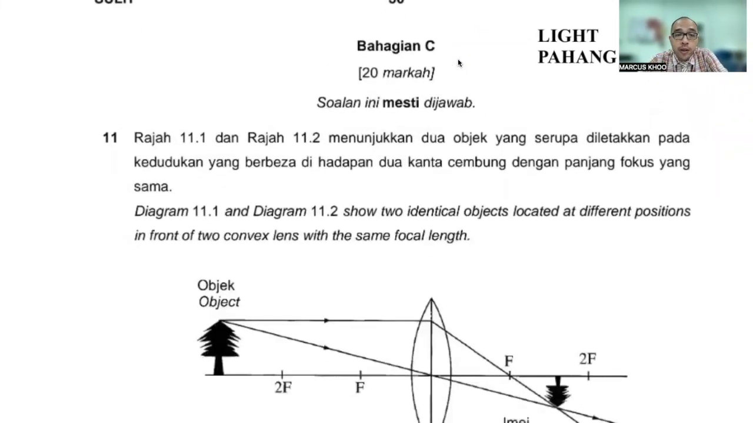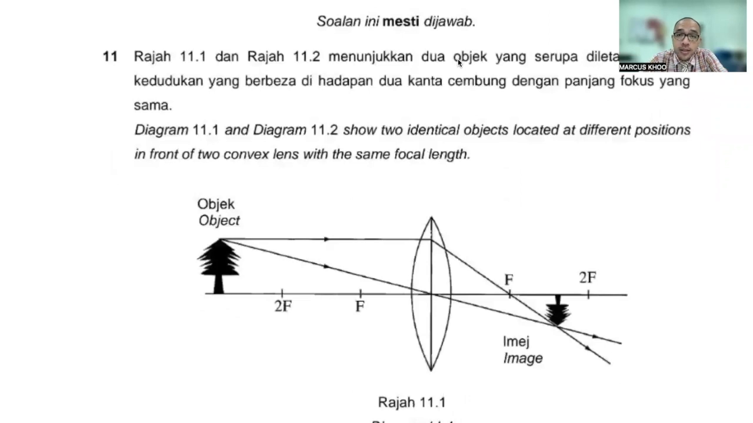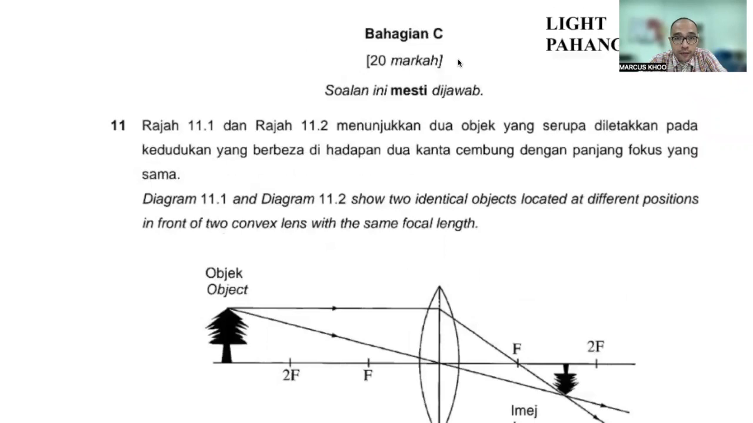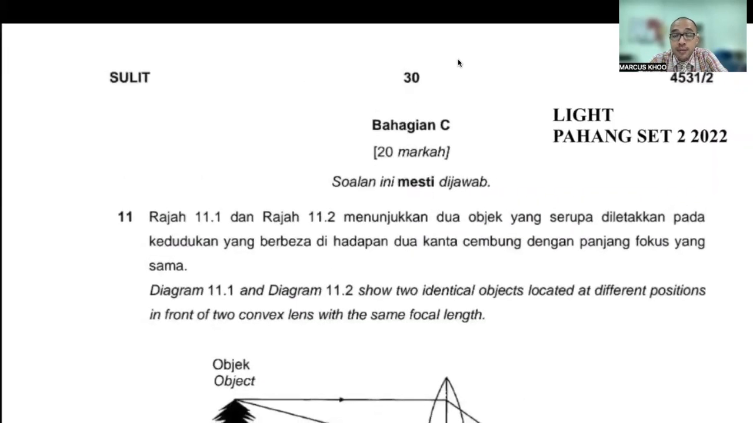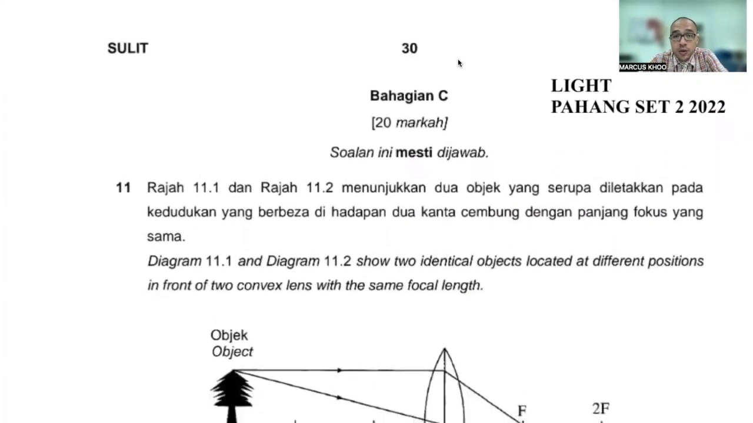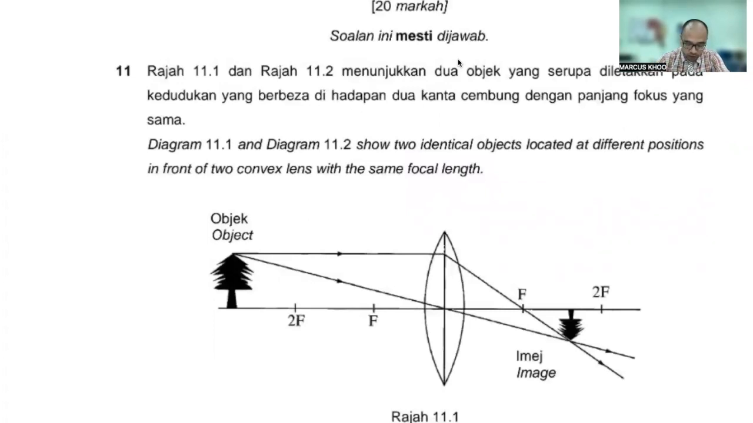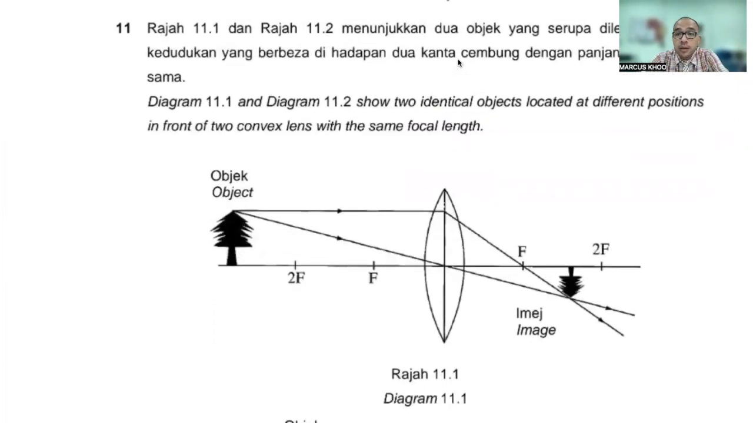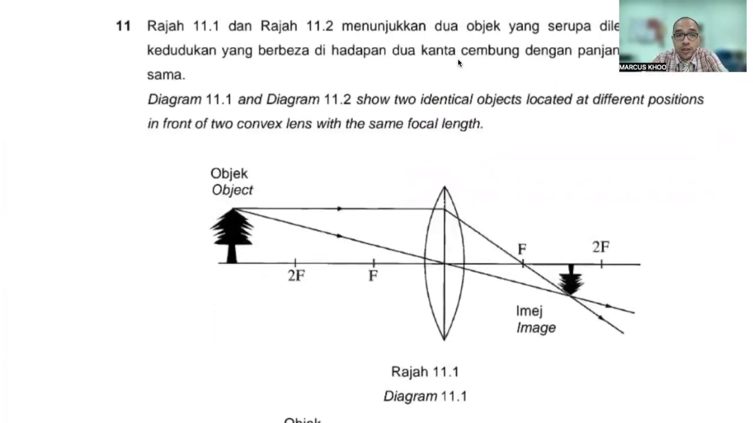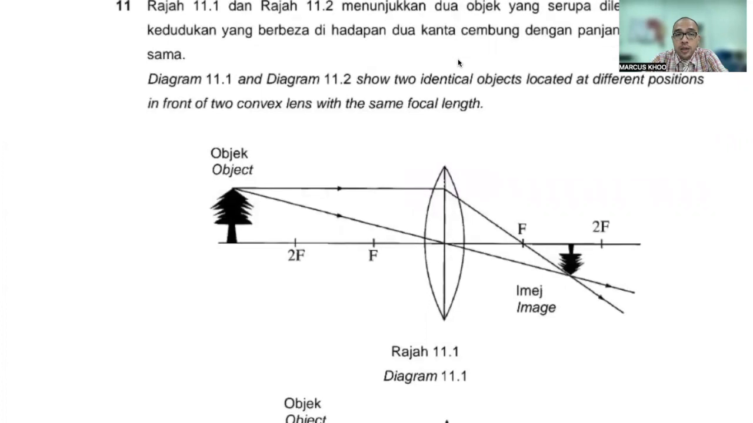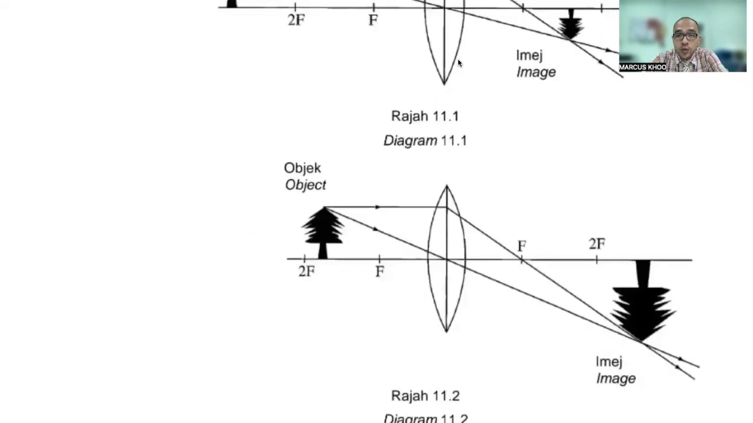Diagram 11.1, 11.2 shows two identical objects at different positions in front of two convex lenses with the same focal length. Notice that this is question C, part C, so we're obviously looking at the modification question. The modification question will come with a compare and relate question. So this is the first situation, this is the second situation.